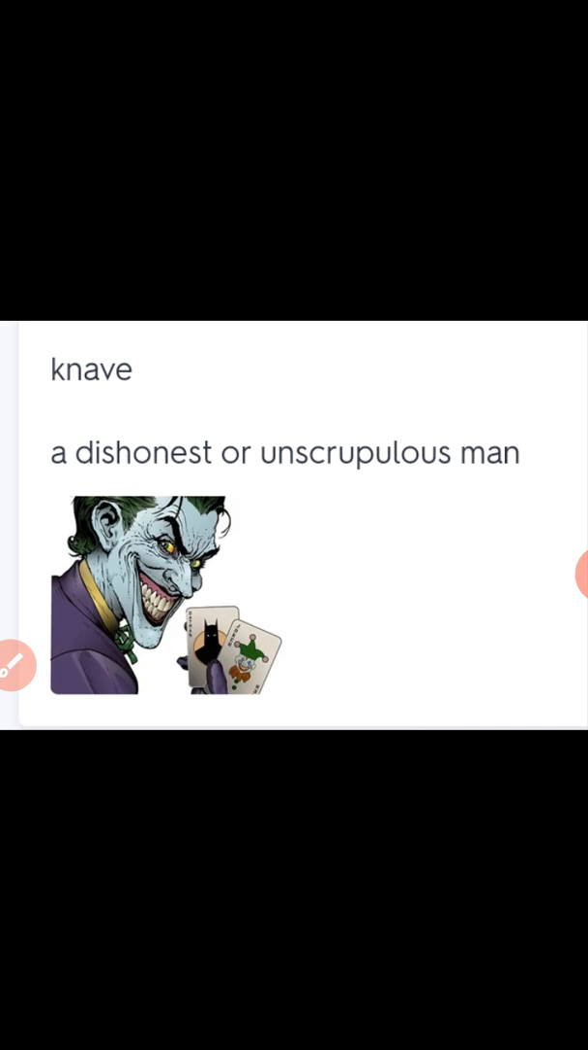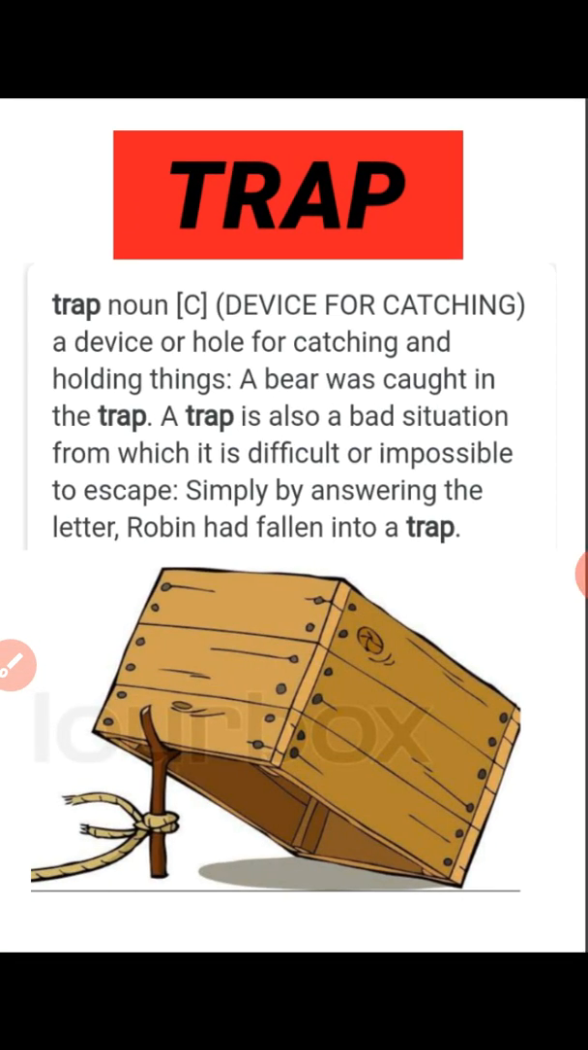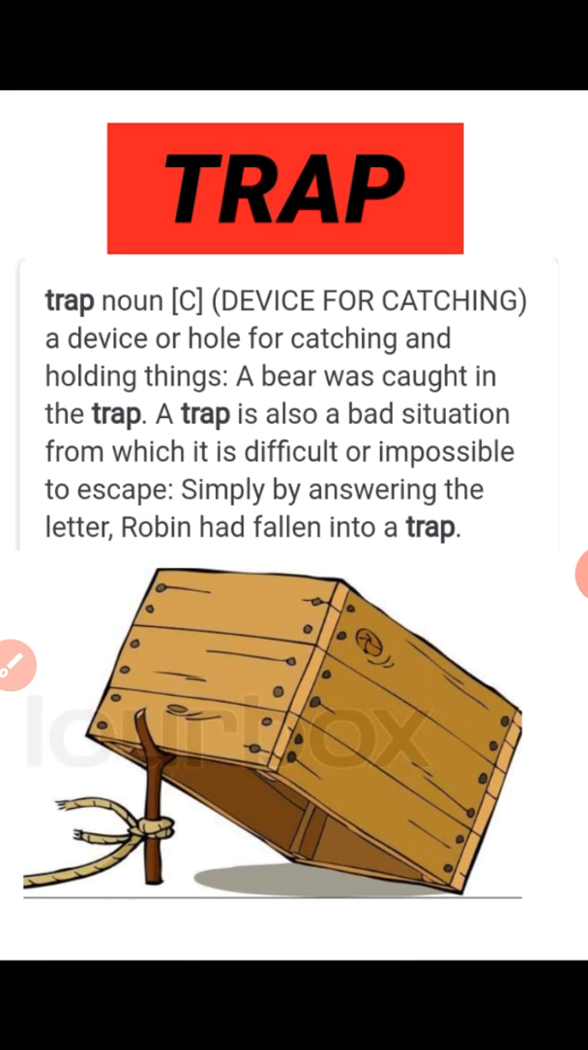Now one word has been used here, knave. What does it mean? A dishonest or unscrupulous man. Trap. We all know what is the trap. I have shown through the picture also. Trap. It's a device or hole for catching and holding things. A bear was caught in the trap. Yes, the sentence has been given to you to make you understand better. A trap is also a bad situation from which it is difficult or impossible to escape. Simply by answering the letter, Robin had fallen into a trap.